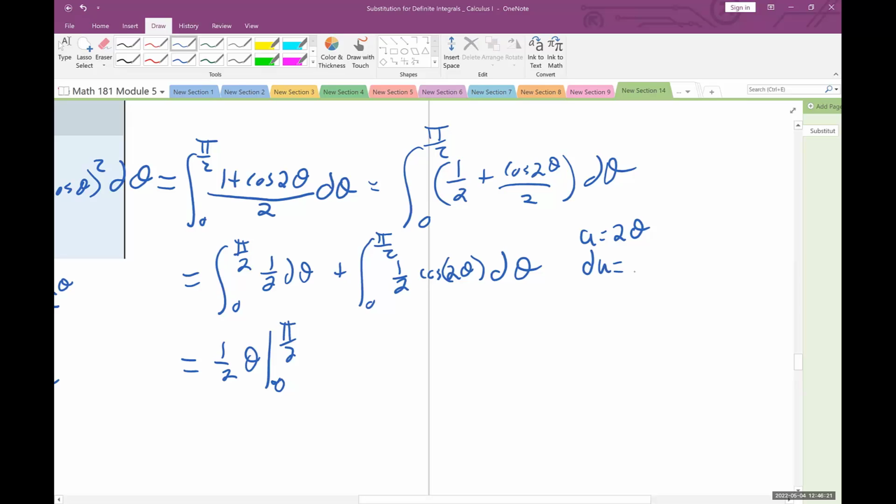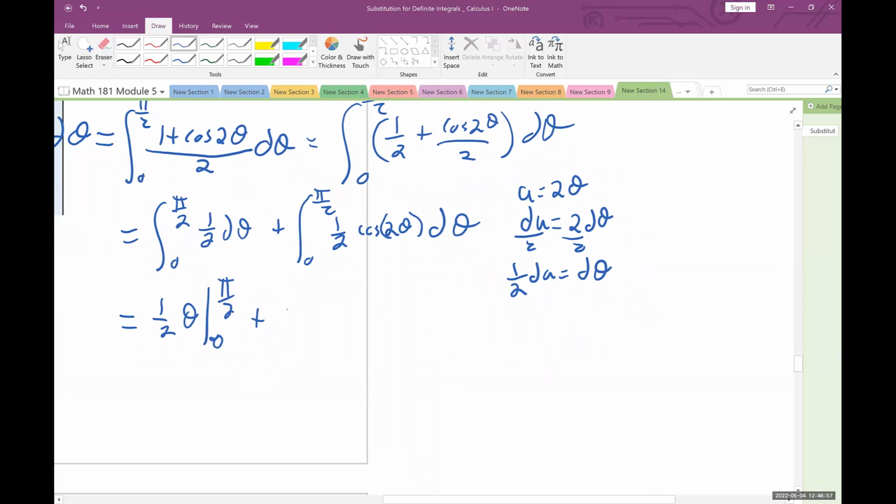Anyone know what the derivative of 2 theta is? I feel like you know this, but you're just afraid to say. So the derivative of 2 times x, if we take it with respect to x, is what? 2. So same thing for theta. Theta is just the variable. So it's 2 d theta. And we don't have a 2 d theta. We have a half. So I'm going to divide by 2 and say it's going to be 1/2 du equals d theta.